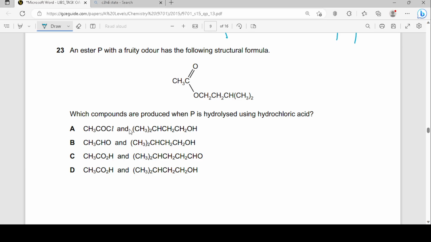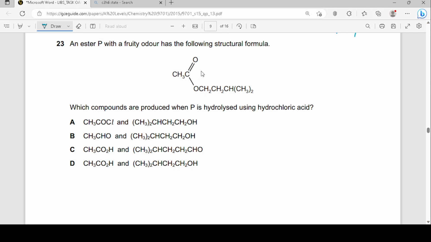Ester P, the fruity odor, has the following structural formula. Which compounds are produced when P is hydrolyzed using hydrochloric acid? So you're using hydrochloric acid. Okay, so let me see. The ester bond is going to break, right? So this bond is... this is a really pretty color actually. I like this color. Anyways, CH3 is, so you are hydrolyzing it using hydrochloric acid.